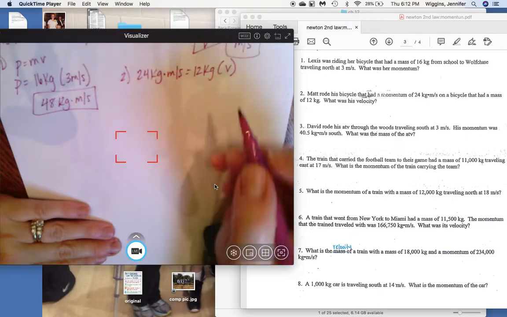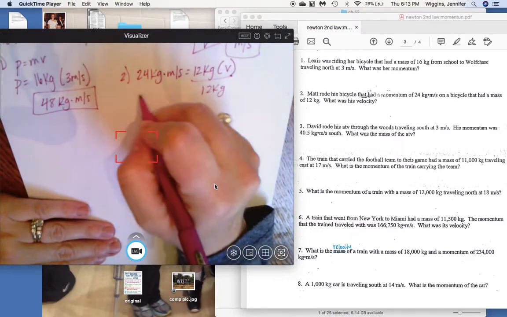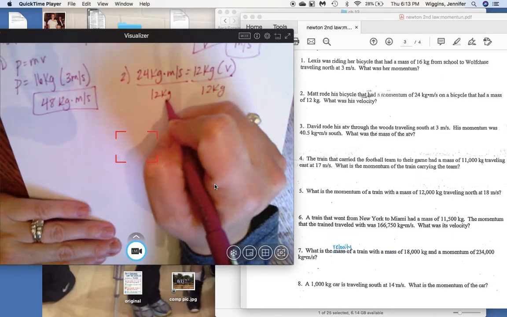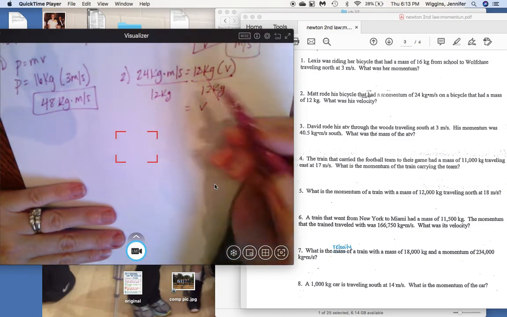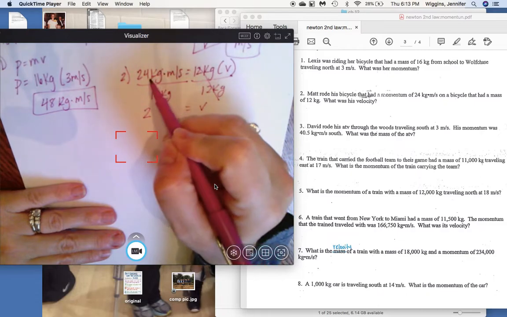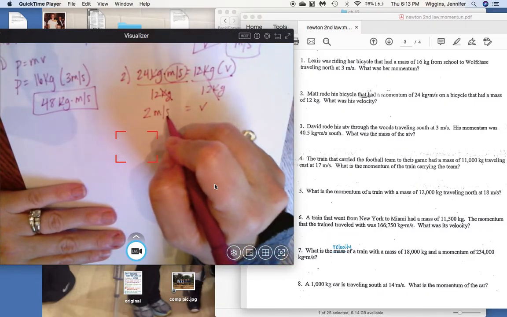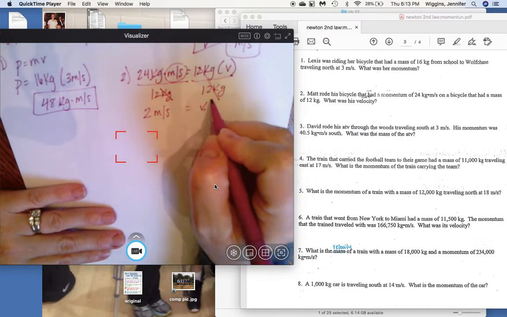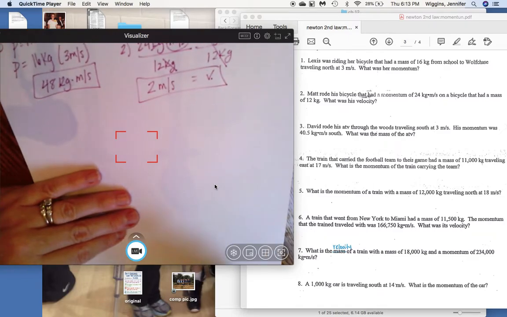Okay, so we divide by 12 kilograms on both sides because the kilograms cancel out. 24 divided by 12, I can do that one in my head. It's 2. This kilogram cancels. This kilogram cancels. You're left with meters per second, and you are looking for a velocity, so that is the answer. It's 2 meters per second is the velocity. Okay? All right.